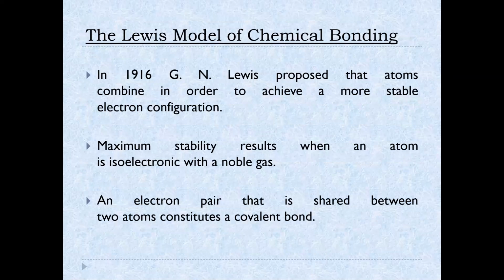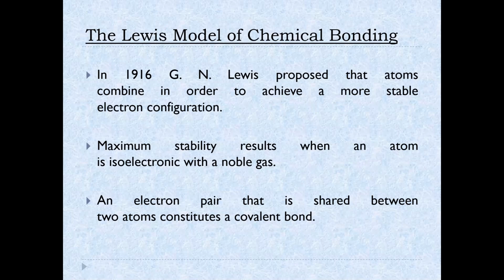You can see that we call it the Lewis structure; it was named after the person that proposed it. In 1916, more than 100 years ago, G.N. Lewis proposed that atoms combine in order to achieve a more stable electron configuration. And that is where we form the octets, because you know that on the periodic table, the most stable elements are the noble gases that have 8 valence electrons. So the maximum stability results when an atom is isoelectronic with a noble gas.